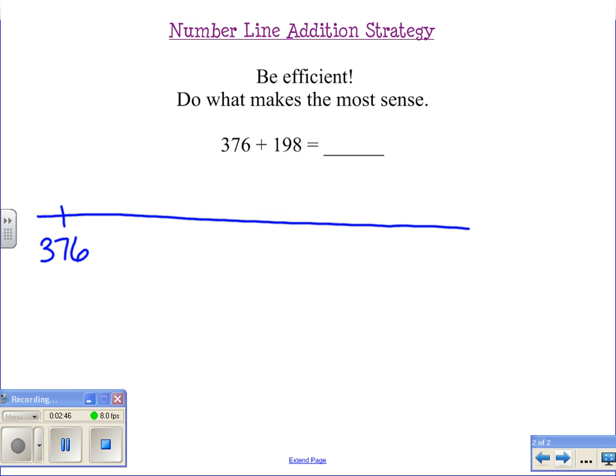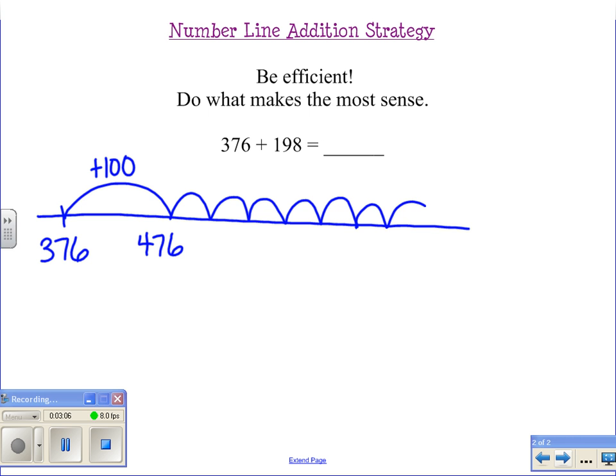So I'm going to start with the hundreds. Make a big jump of 100. I'm going to label that spot where I land as 476. Now I'm going to go to the tens. I need to add 90. So I could do 10 hops, not 10, 9 hops of 10. So 1, 2, 3, 4, 5, 6, 7. I've got to even draw a longer line. 8, 9. I would have to label every single one of these as a plus 10.